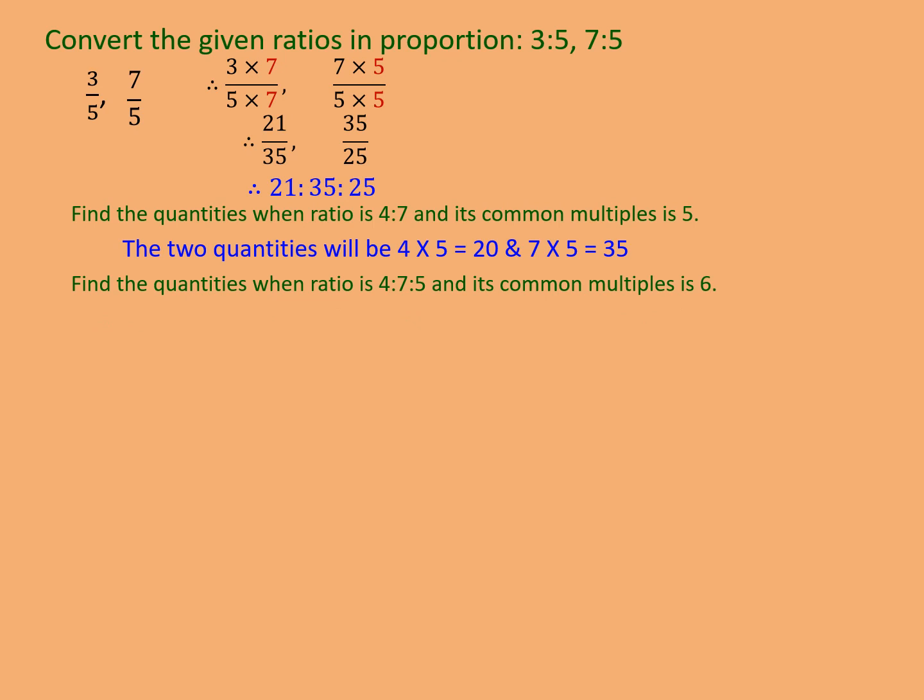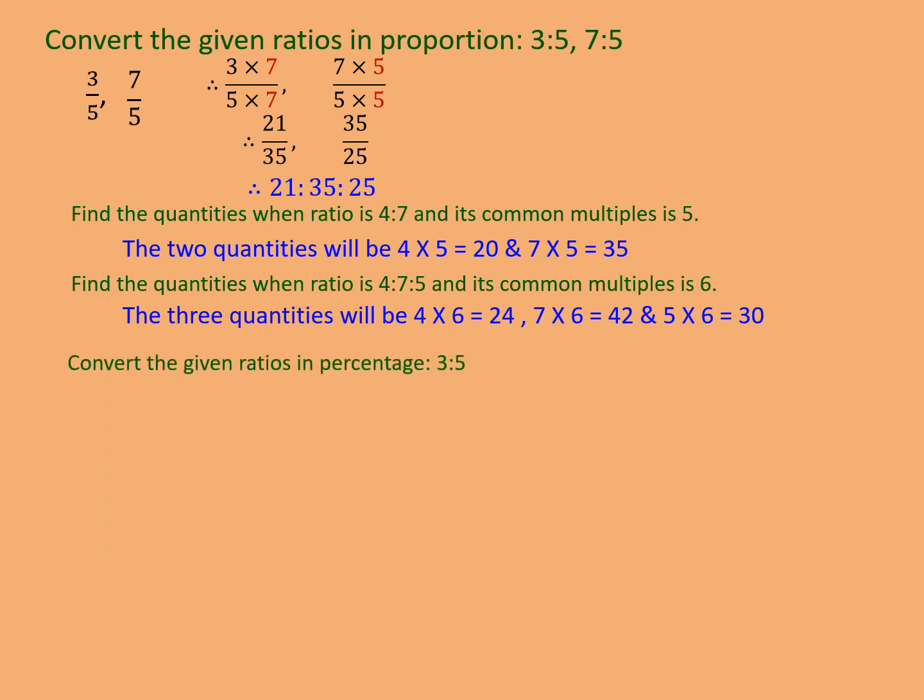Because the ratio we find from predecessor and successor. In the same way here they have given you 3 ratios and the common multiple is 6, so the quantities will become 24, 42 and 30. Similarly, they have asked you to convert the given ratio into percentage. I hope you remember, percentage means what? Denominator should be 100. That means successor should be 100. So to convert the successor into 100, the 5 was given, I need to multiply by 20. So I multiplied both predecessor and successor, because you cannot multiply only one as the properties are given to you. Therefore you will get 60 upon 100, which is nothing but 60%.